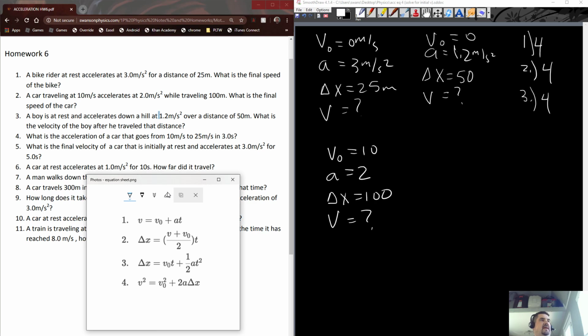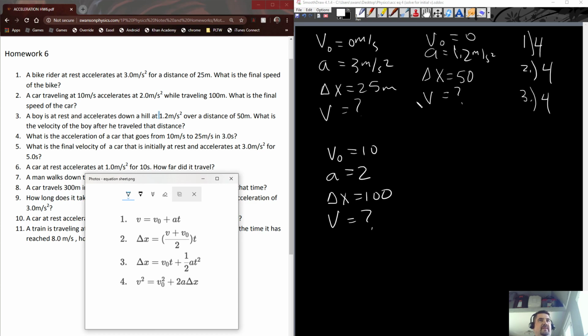Let's see here. 4. What is the acceleration of a car that goes, okay, here we go. What is the acceleration? So they want to know this. What is the acceleration of a car that goes from 10 to 25? So initial is 10 meters per second. Final is 25 meters per second. And it does it in 3 seconds. So time is equal to 3 seconds. That's pretty much number one. Look at that. It's got the final, it's got the initial, it's got the acceleration, it's got the time. So that's equation 1. Let's do number 5.